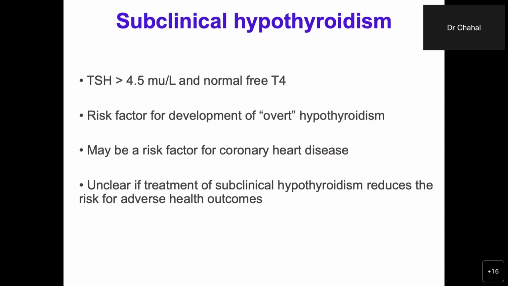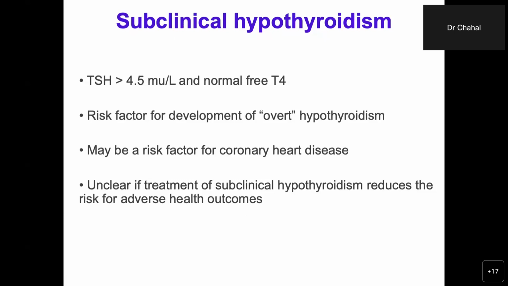Some studies have suggested that these patients may be at risk of getting clinically apparent hypothyroidism. There is some evidence that this could be a risk in patients developing coronary heart disease. But what really muddies the water is that there's no real study showing that if the TSH is between 4.5 and 10, and your patient has no symptoms, giving them levothyroxine will improve health outcomes in the long term. So this is always a very tricky scenario if your patient has no symptoms.